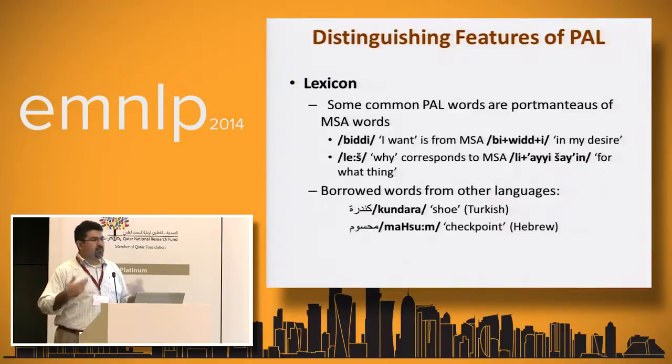In terms of the lexicon, we find lots of items that are portmanteaus, so these are multi-words that are joined together, like the word biddi, which is bi widdi, or leish, which is li ayi shay, that have basically merged into a single form, and lots of borrowed words. Some go back to Turkish, and some as modern as Hebrew usage that made it into Palestinian Arabic.